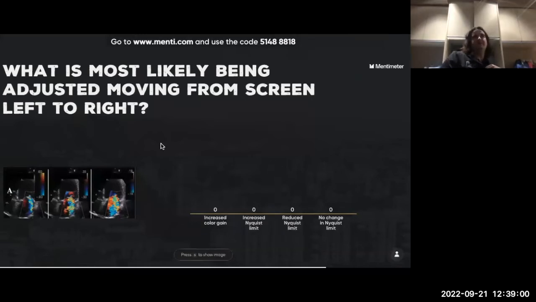What is most likely being adjusted moving from screen left to screen right? Increased color gain, increased Nyquist limit, reduced Nyquist limit, or no change in Nyquist limit?